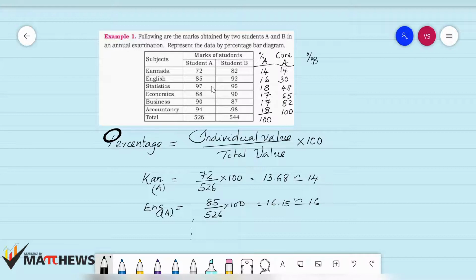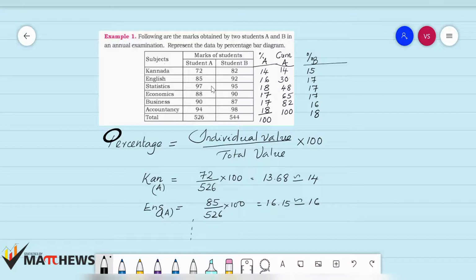For B, percentage: how do we calculate? 82 divided by 544 into 100, approximately, or rounded off, is 15. We'll be getting it as 15. Likewise, I will be getting these values: 92 divided by 544 into 100 is 17. 95 divided by 544, that also is 17. 90, that also is 17. 87 divided by 544 into 100 is 16. 98 divided by 544 into 100 is 18, students.